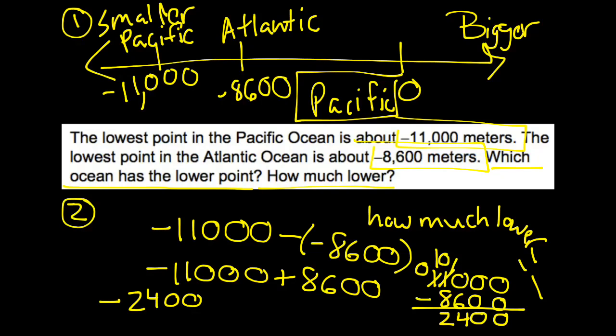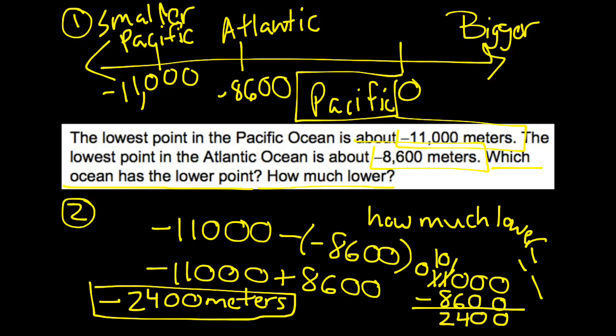And then I probably want to go ahead and label that and put meters next to that number. So how much lower was the Pacific than the Atlantic? It's negative 2,400 meters lower.